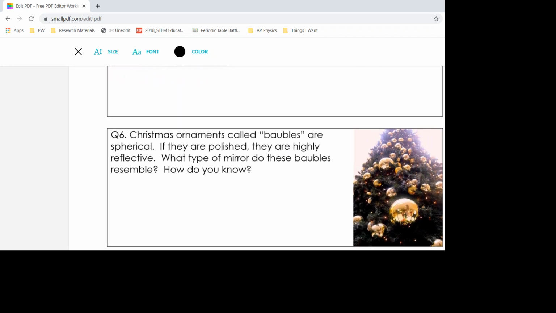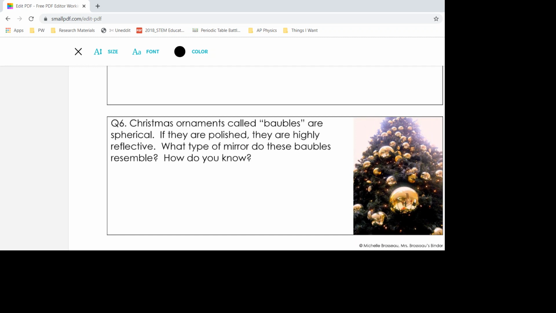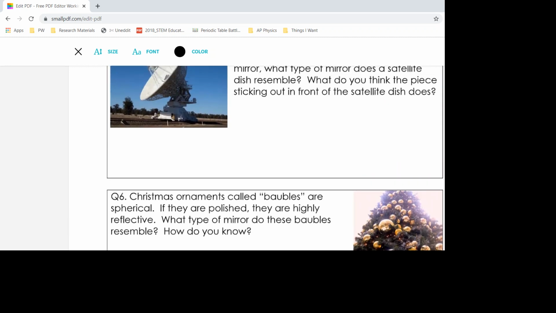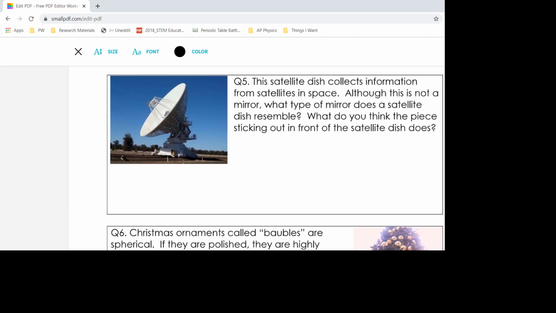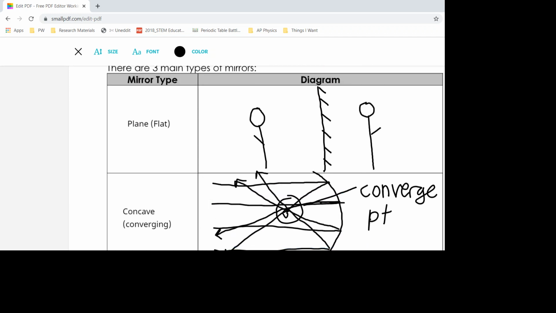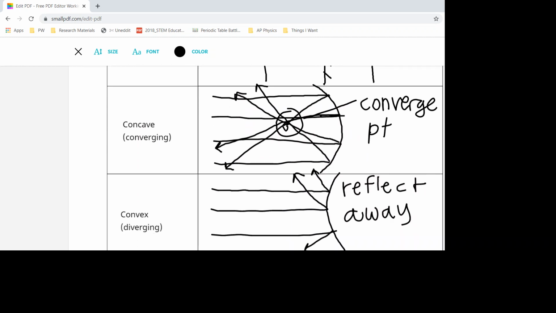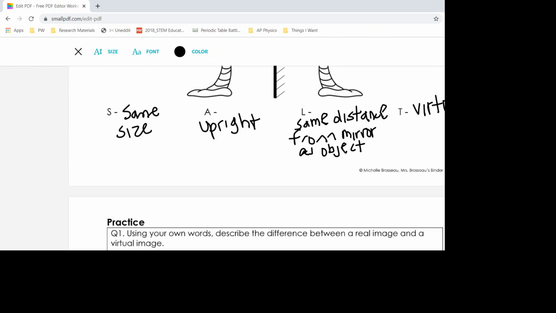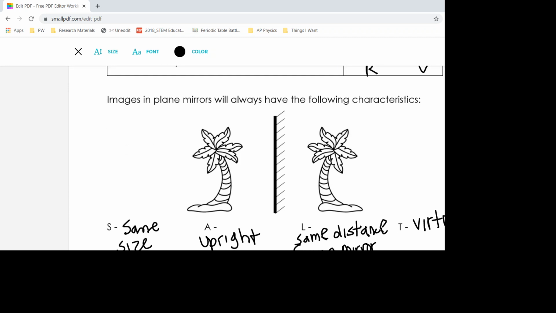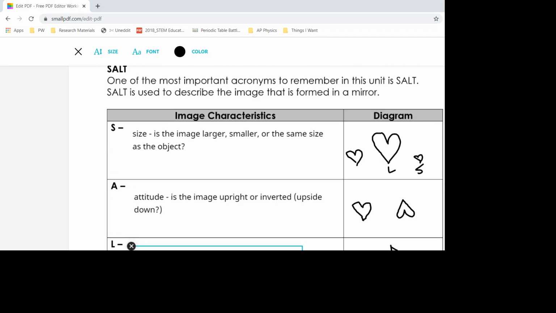And question 6, Christmas ornaments called baubles are spherical. If they're polished, they are highly reflective. What type of mirror do these baubles resemble, and how do you know? So that's going to be it for this set of notes over concave and convex mirrors. Through this lesson, you should have learned about exactly which types of mirrors produce which types of images. You also should have seen the difference between all three types of mirrors, whether that's plane, concave, or convex. And you should have seen your ray diagrams. We're going to be doing more ray diagrams in the future, so make sure you reference this in the future if necessary.